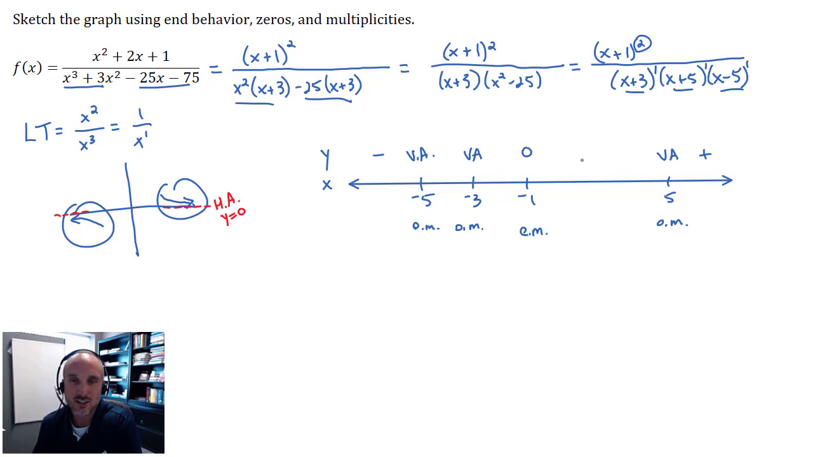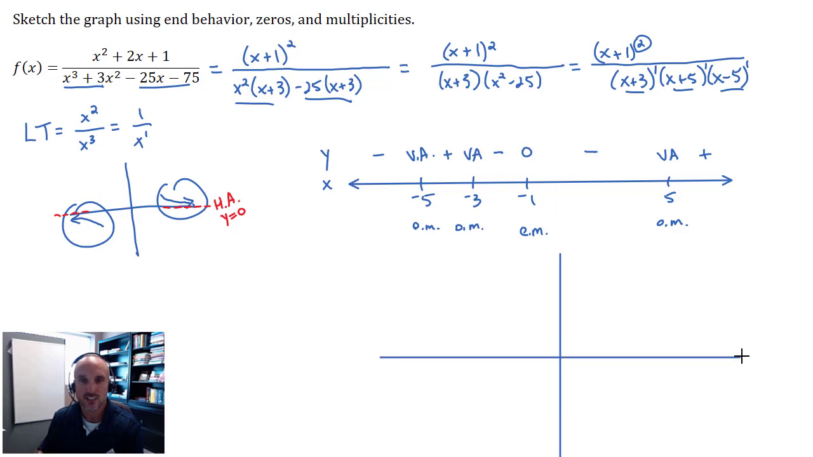Now we need the signs in the middle. Odd multiplicity, so the sign is going to be different here than it was before. Odd multiplicity, we get a different sign. Even multiplicity, so the sign is the same here as it was before. Odd multiplicity, we get a different sign, which is good because that checks out. Now we don't have any holes in our graph because nothing canceled, nothing weird like that.